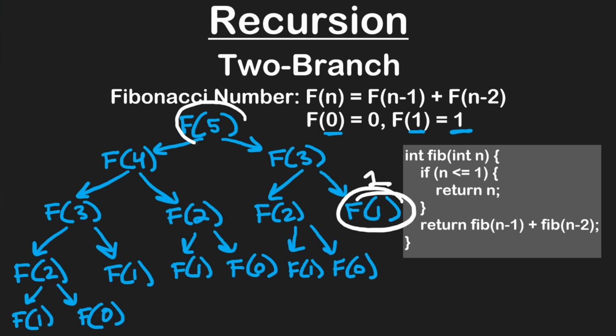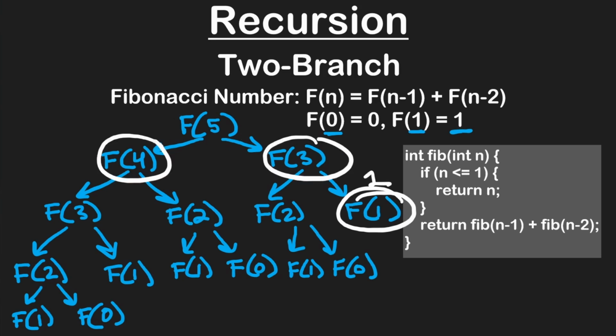First, to get the fifth Fibonacci number, or just some general nth Fibonacci number, we have to break that up into 2 subproblems, right? And then those 2 subproblems have to be broken up into 2 more subproblems each.